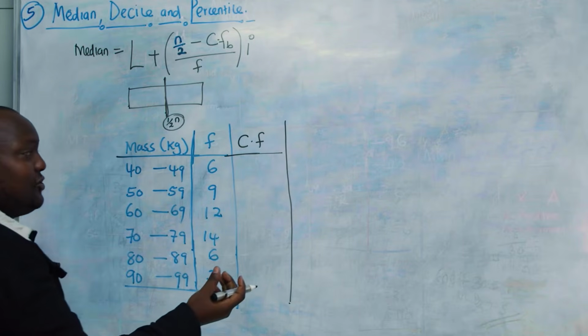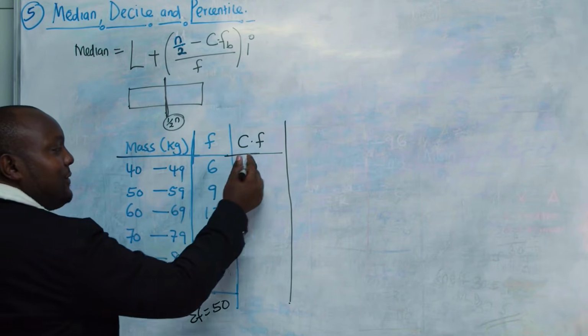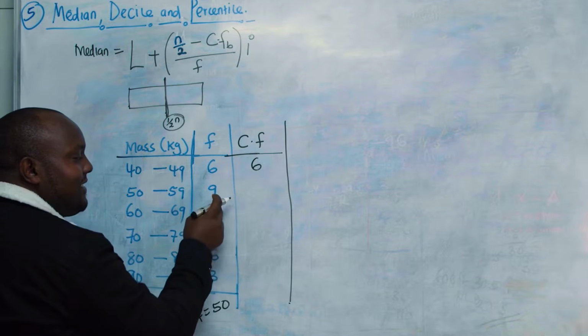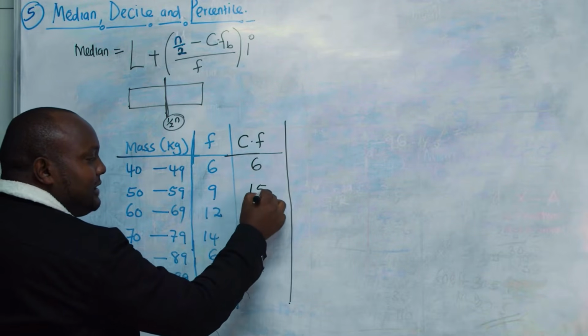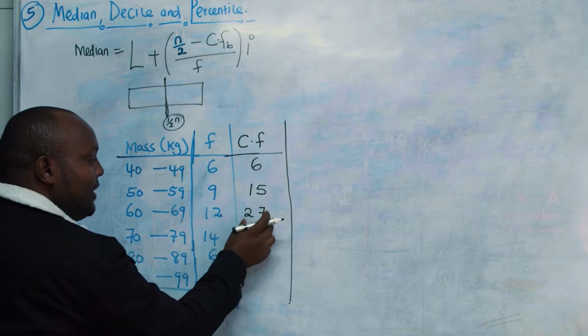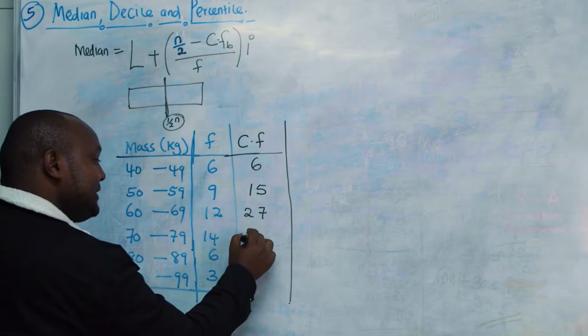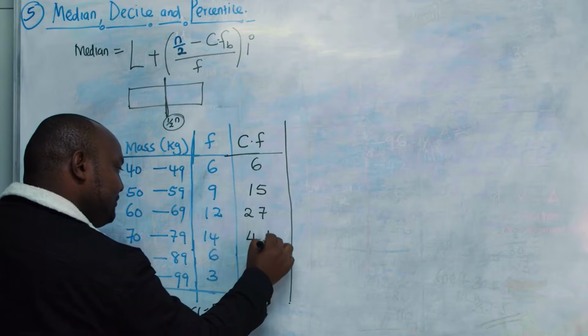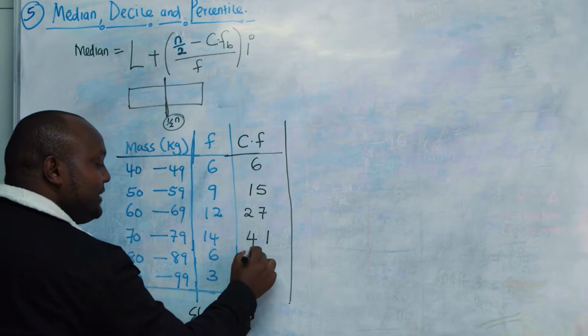What we mean by cumulative frequency is that the first frequency is 6. When you add the next one, it will be 15. 15, when you add 12, you get 27. 27, when you add 14, you get 41. 41 add 6, you get 46.